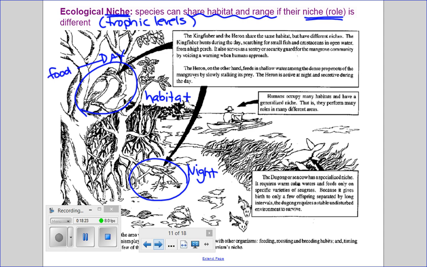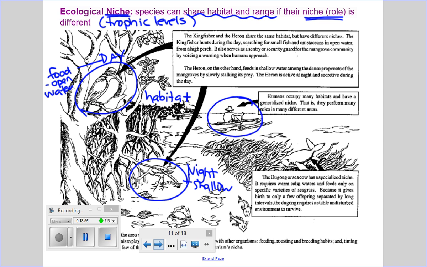It's similar. Here it says that they are looking for their food in open water. And for the heron, it is looking for food in shallow water. So they're both birds that live near the water. One of them hunts during the day, one hunts at night. One looks for food in open water, one looks for food in shallow water. So even though they are in the same physical place, they're not negatively affecting each other.